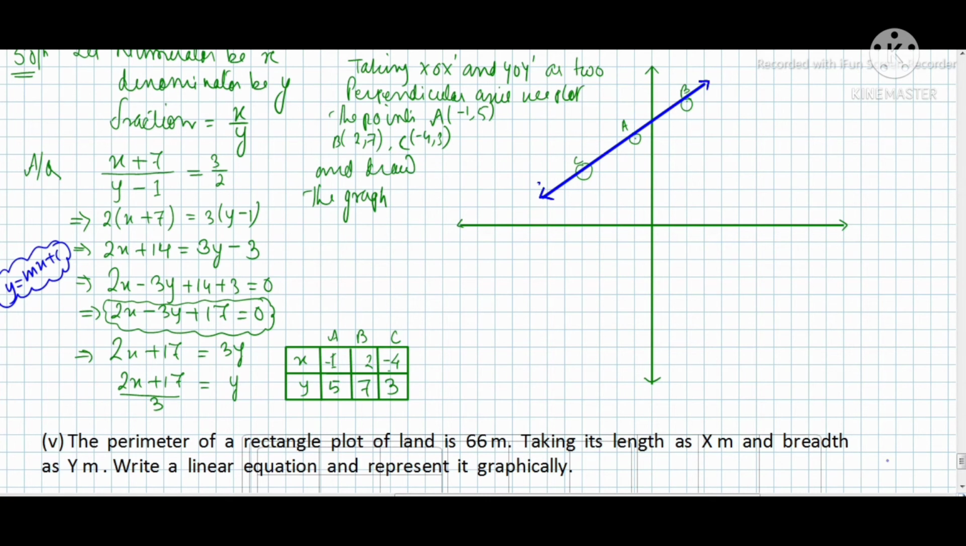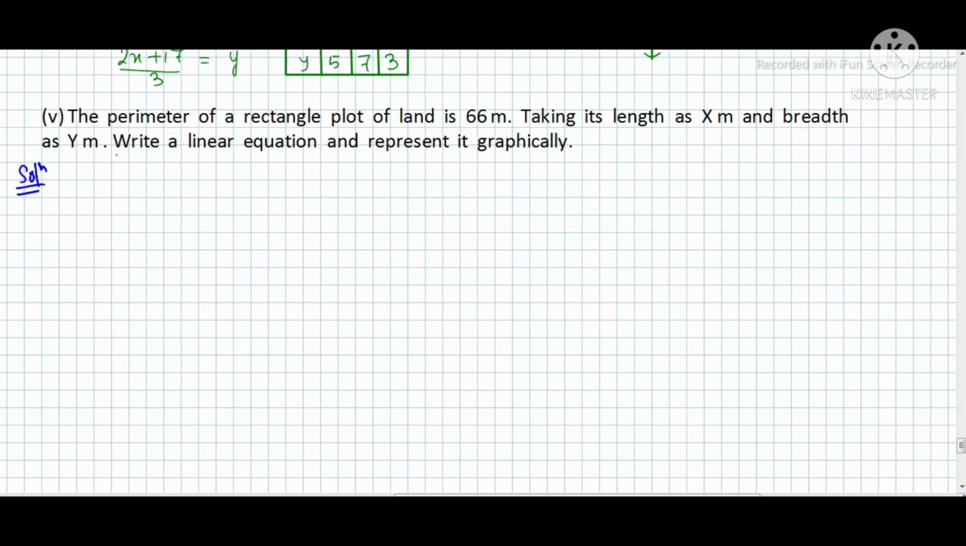Now we are going to do question number 5. So hello student, question number 5: when the perimeter of a rectangular plot of land is 66 meter, taking its length as x meter and breadth as y meter, write the linear equation and represent it graphically. So perimeter of rectangle is given, so we have to represent this situation in a linear equation.